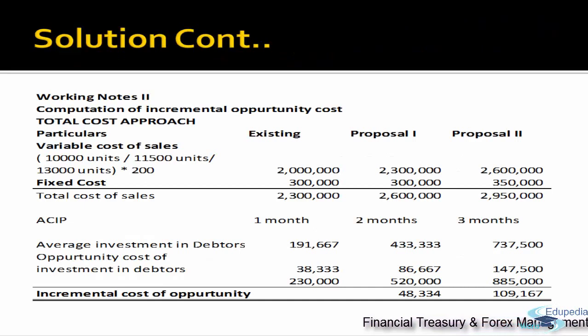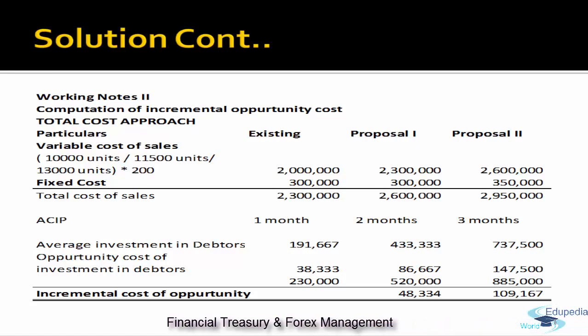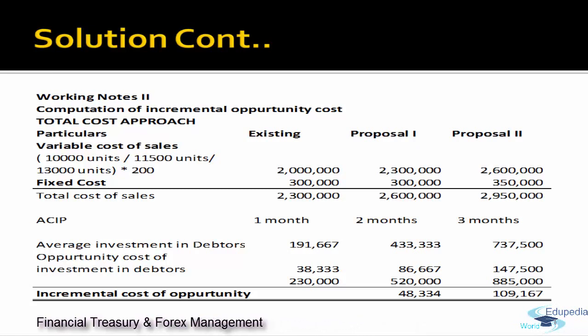So if I have to compute incremental, what is the total cost that the company has incurred? Total cost is the variable plus fixed cost. Company is already incurring 20 lakh rupees variable cost and 3 lakh is the fixed cost. So the total cost of sales to the company is 23 lakhs at 10,000 units. At 11,500 units, the variable cost will be 200 rupees per unit, and a fixed cost of 3 lakh. So the total cost of sales in such a scenario will be 26 lakhs.